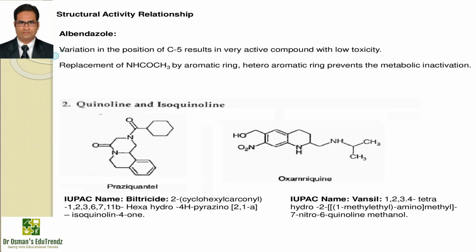Now if we move on to the second class of antihelminthic drugs, the second class is quinoline and isoquinoline derivatives like praziquantel, which is available with the brand name Biltricide, and the IUPAC name is 2-cyclohexylcarbonyl-1,2,3,6,7,11b-hexahydro-4H-pyrazino[2,1-a]isoquinolin-4-one. Praziquantel is considered a broad-spectrum antihelmintic drug. It is considered a drug of choice in the treatment of schistosomiasis and tapeworm infection.